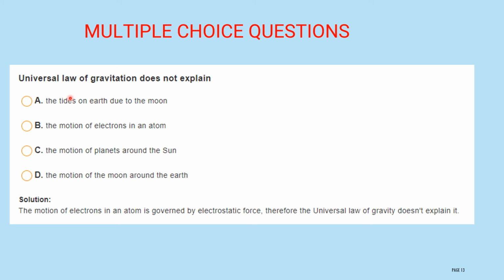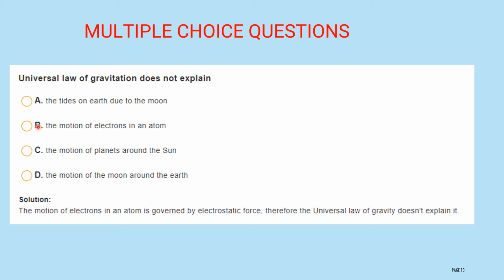The universal law of gravitation does not explain. Among these four statements, which one will not be explained by the universal law of gravitation? The tides on Earth due to the Moon: yes, this is explained by the universal law of gravitation.